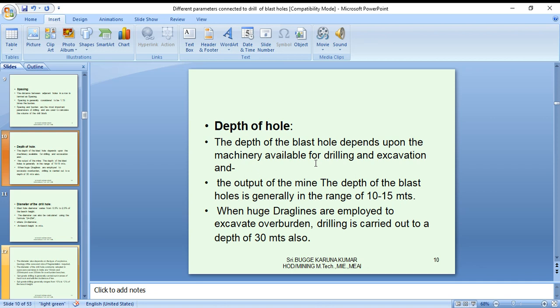So this depends upon our mechanization. If you use the manual mechanism, the depth is less. If you go for the dragline machine, the depth of the bench, including every parameter, will be changing as per the size of the equipment and others. So the initial planning is very essential as far as these parameters are concerned.